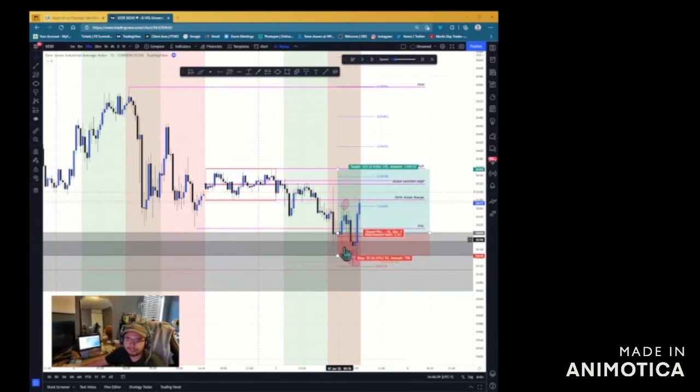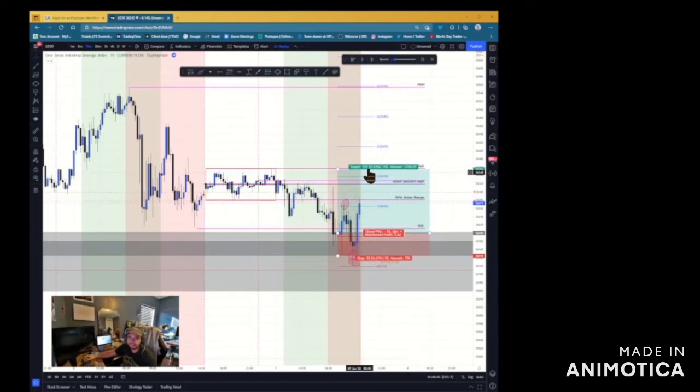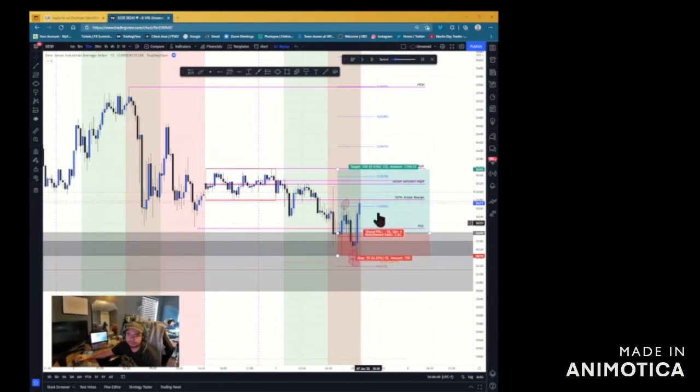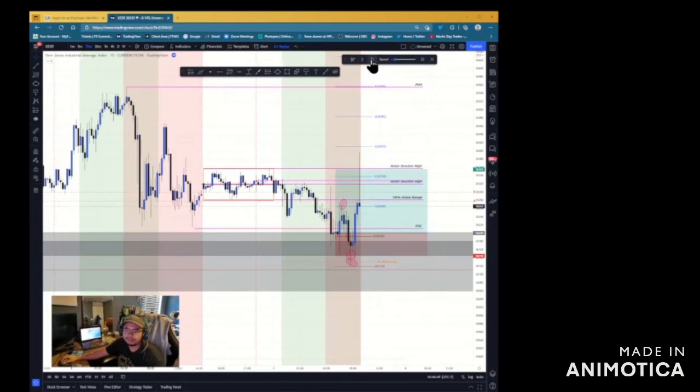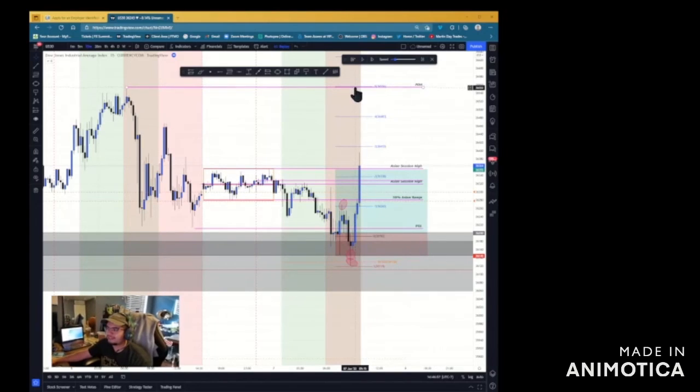Anywhere in this general area would have been a nice time to get in. I got in a little up here, thinking it was going to take the previous day high or the Asian session high. You know, there's our risk to reward. But then let's see how this plays out. And there you guys go. It took that Asian session high really well.